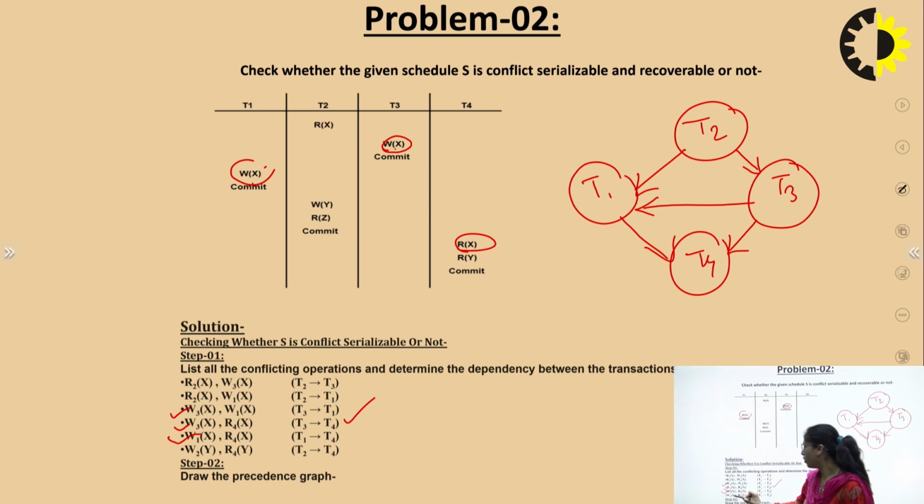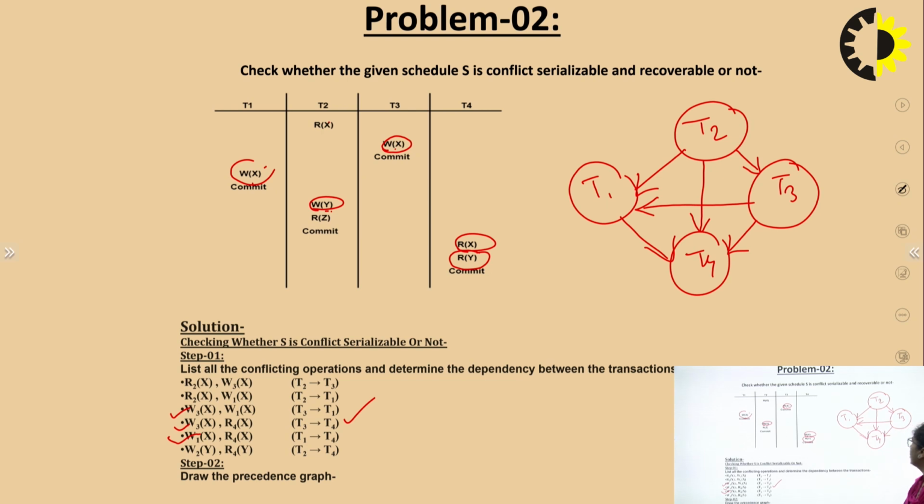Now, W of Y. After this T1 transaction, W of Y is the next operation of T2. Okay, let's check whether there is any conflict pair with any transaction. Yes, read of Y. W of Y conflicts with the read of Y, so we have to draw the edge from T2 to T4. Okay. Now we have drawn the precedence graph for this schedule.